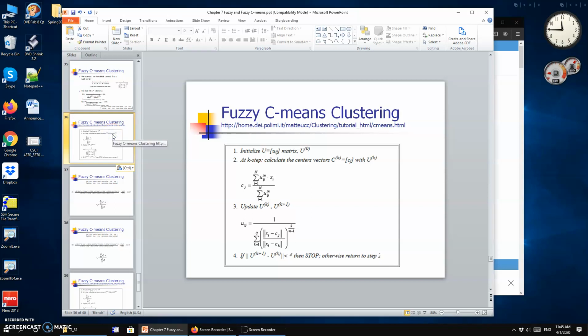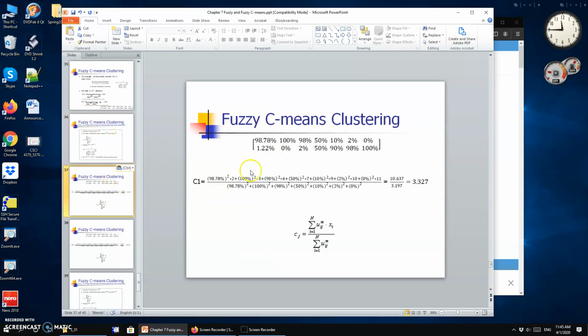So once we have calculated all memberships, we can then use the membership to calculate the centroids. Once we have all the membership values, since we have two clusters and 7 points, this is going to be our 2 by 7 membership matrix. How do we use this matrix to calculate the centers? We use this formula.